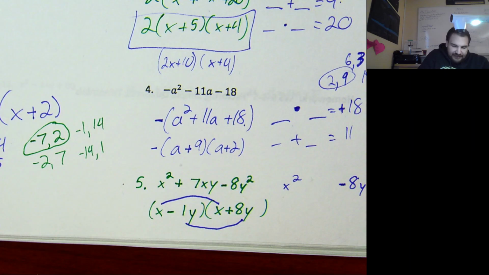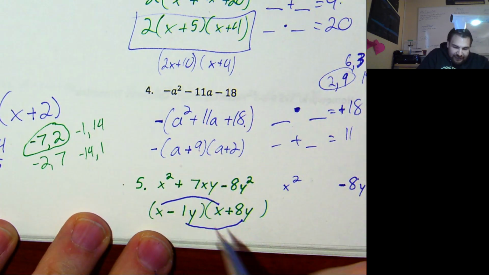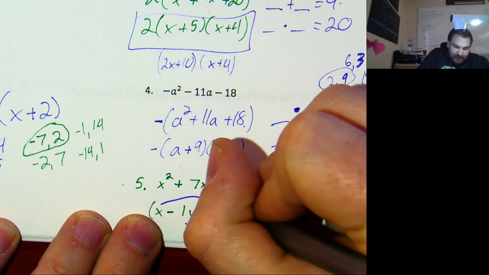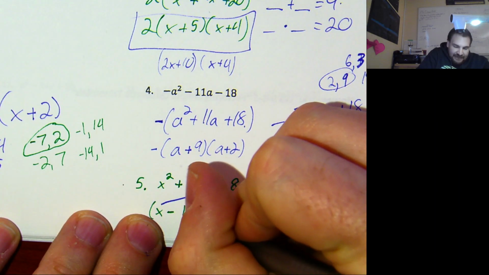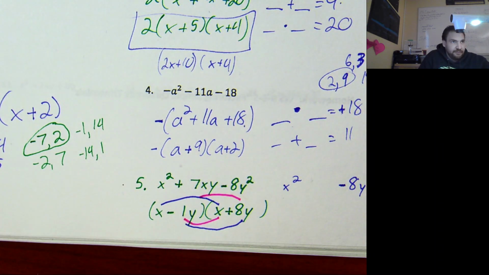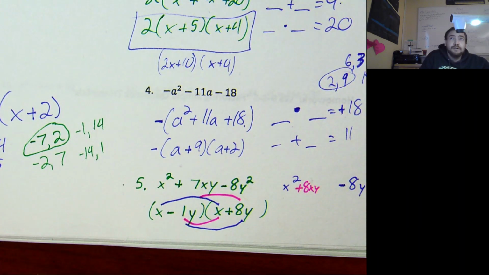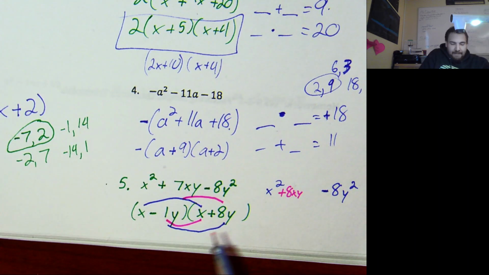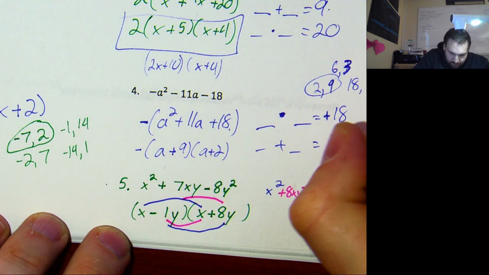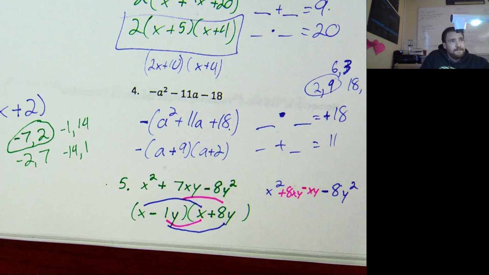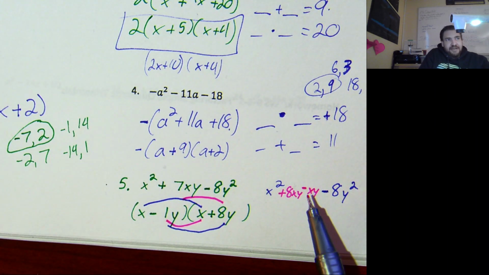To get the middle two terms, I did my first, I did my last. Now my outside ones and my inside ones need to get multiplied together. The outside one is x times 8y, which is just plus 8xy. And then I get minus y times x, which is just negative xy. What is 8xy minus xy?